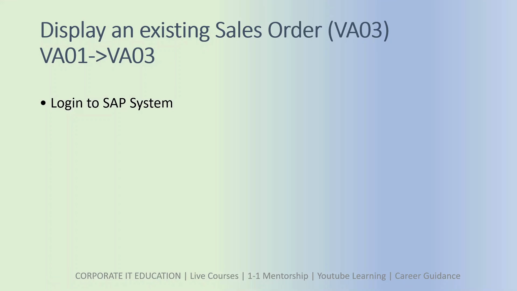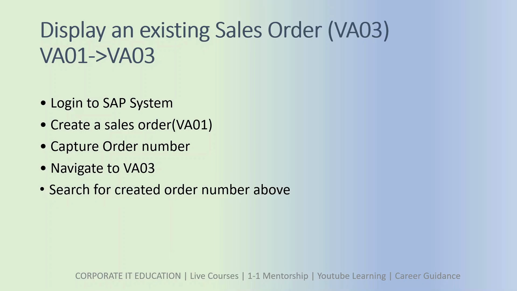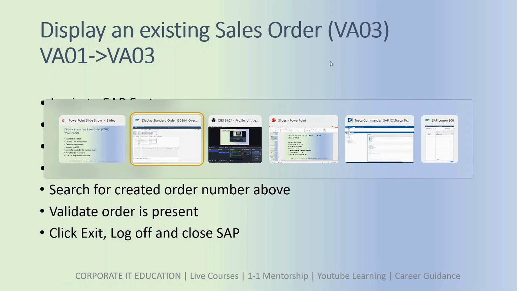So log into SAP system. We'll create a sales order and we already have a script for that, so we are going to reuse that. Then capture the order number. Then navigate to VA03. Then search for the created order above and validate the order is present, and exit, log off. Now the important thing is that in this specific case, whatever new order is going to get created, it is going to capture that and it is going to work in the subsequent steps dynamically. So let's see that part.